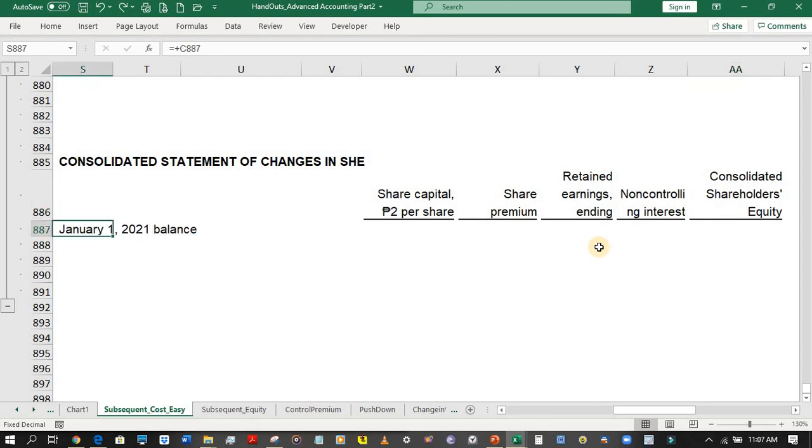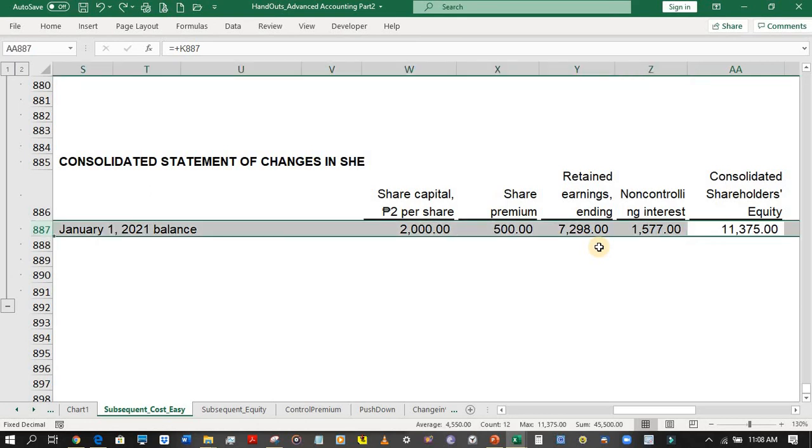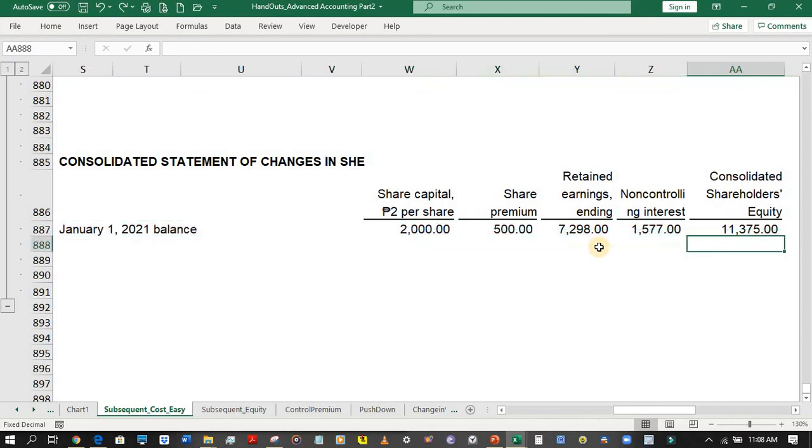So let's start with the January 1, 2021 beginning balance. The share capital has a beginning balance of 2,000 pesos. The share premium has a beginning balance of 500 pesos. The retained earnings is 7,298. The non-controlling interest is 1,577. So the total shareholders' equity beginning balance is 11,375. These amounts are the ending balance in the December 31, 2020 consolidated financial statements.